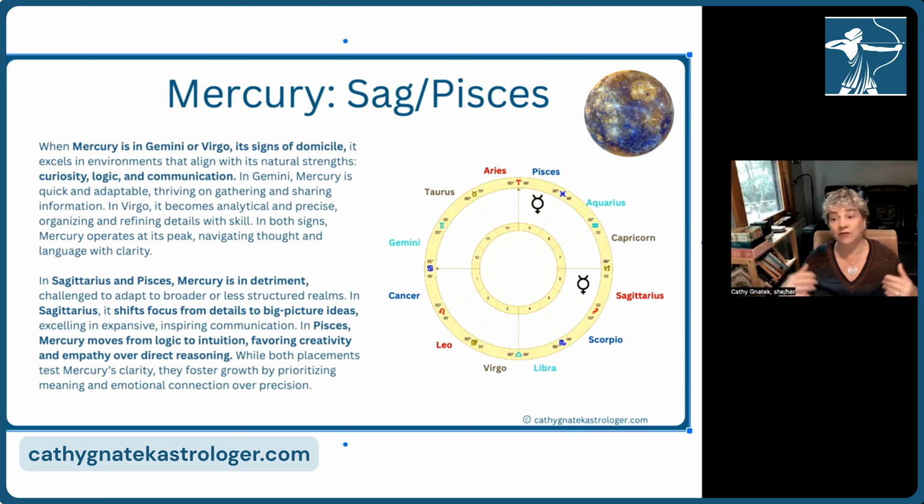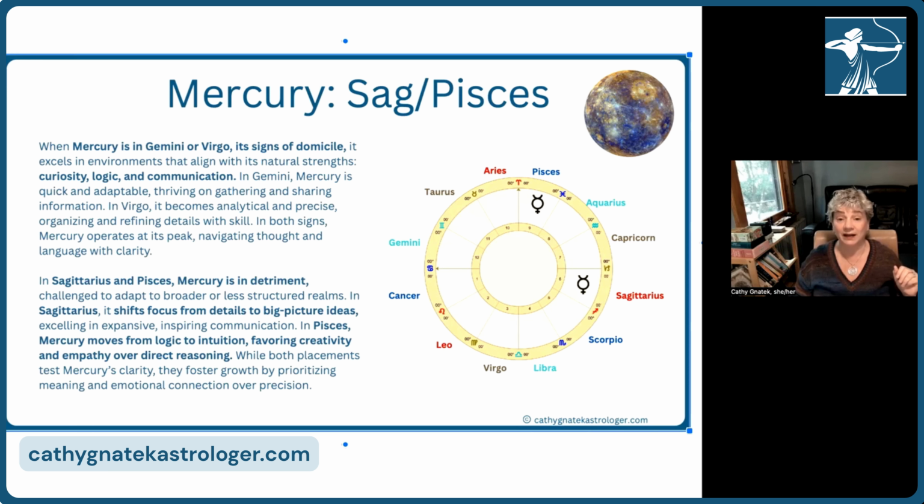It can also be very poetic. Mercury is about how we communicate. So people with Mercury in Pisces can have a poetic way of expressing themselves. And that can be just beautiful. We need the poets of the world, not just the astrologers, for sure.